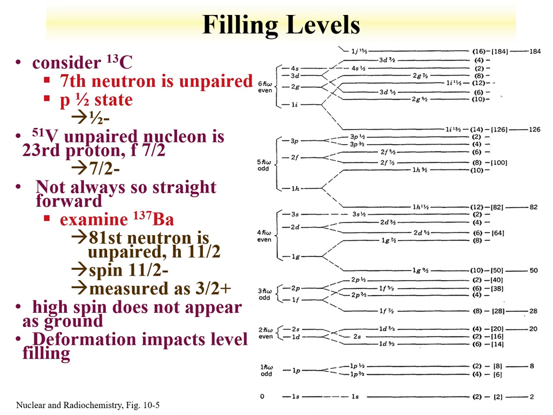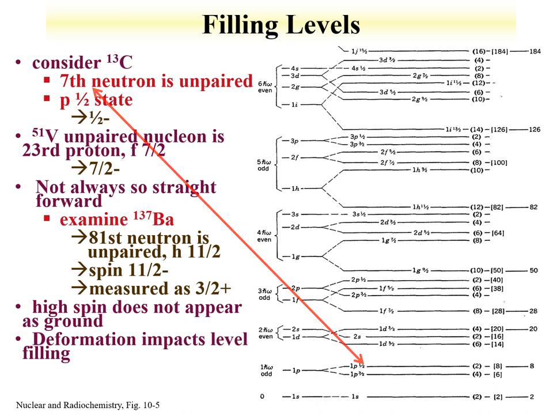Another example, carbon-13, that's 6 protons, 7 neutrons. The 7th neutron is unpaired. 6 will fill up here. The 7th lives in the 1p1/2 state. P, as we've already seen in the examples, is negative parity, 1/2. We would expect the spin and parity of carbon-13 to be 1/2 minus, and it's true.